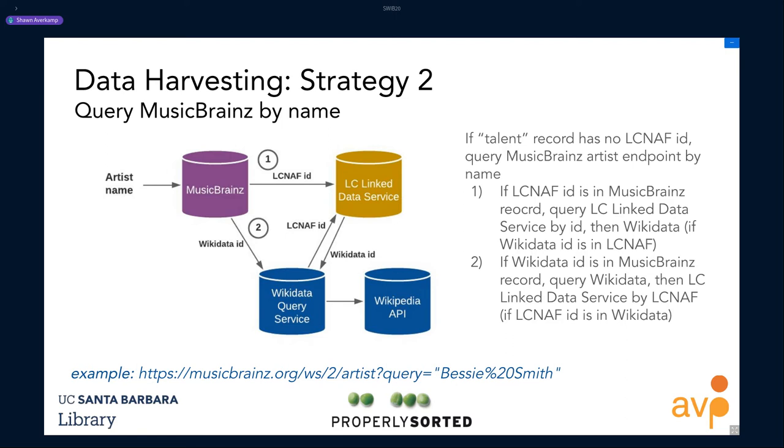So here we queried the MusicBrainz service by artist, got a result set, and for each of those results, we went through that same process of following LC IDs to the linked data service there. If there's a Wikidata ID, we followed that to the Wikidata query service, and then used that same Python code for the other query to get all of this information.